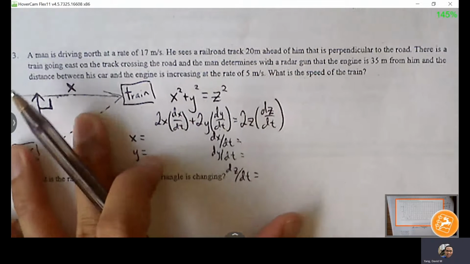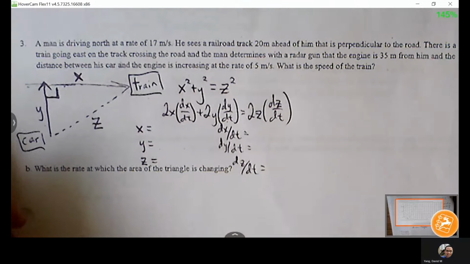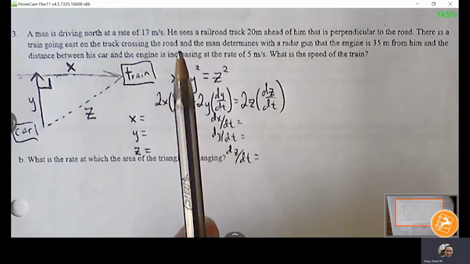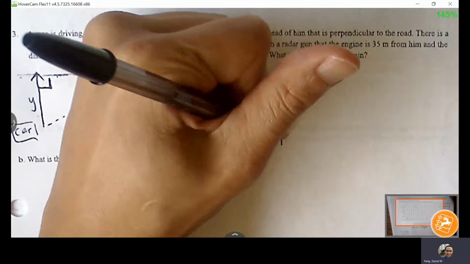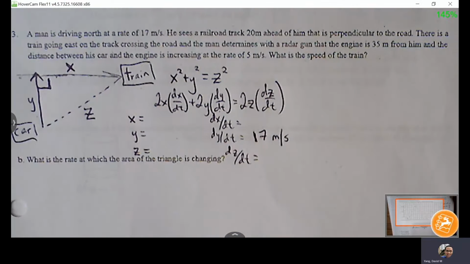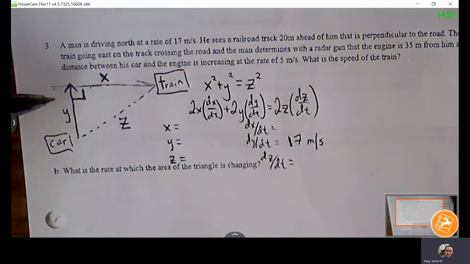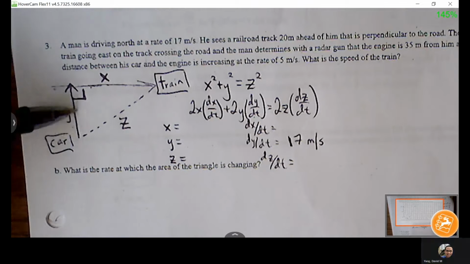All right, so let's go back to the problem, see what we can gather. Man is driving north at a rate of 17 meters per second. What is that referring to? Every time we put down the rate, we always have to investigate positive or negative. Now he's going north, but think about what's happening here. What's happening to these lengths of the triangle? He's nearing the railroad track.